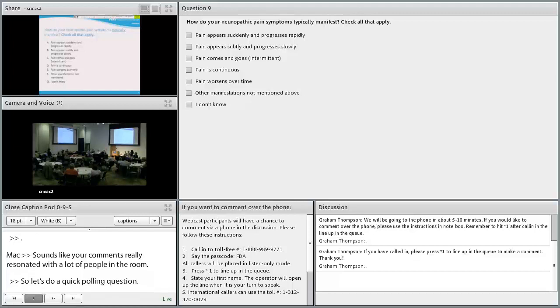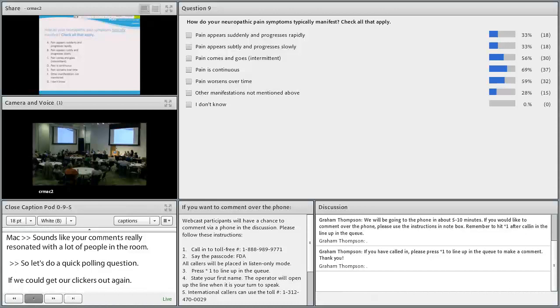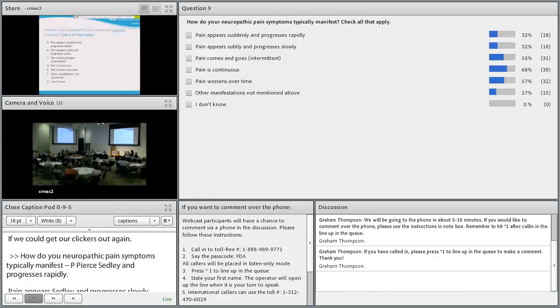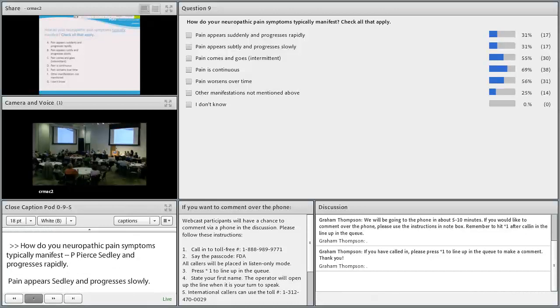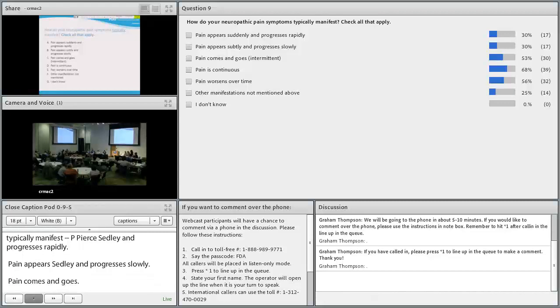How do your neuropathic pain symptoms typically manifest? A, pain appears suddenly and progresses rapidly. B, pain appears subtly and progresses slowly. C, pain comes and goes. D, pain is continuous. E, pain worsens over time. F, other manifestation not mentioned, or G, I don't know.